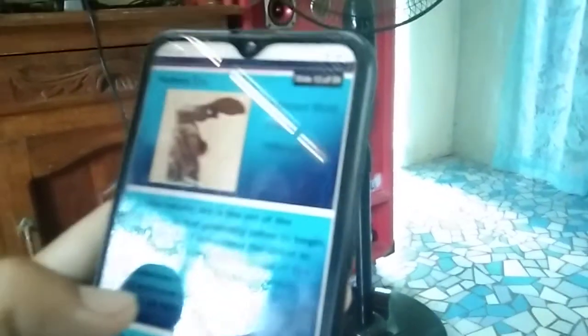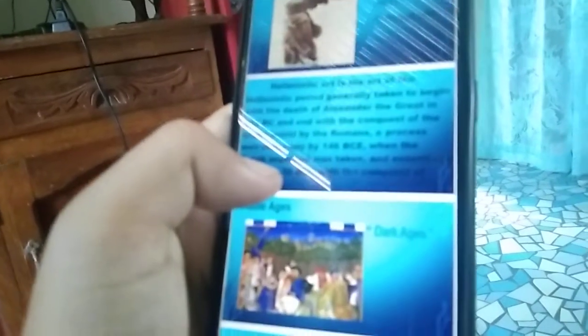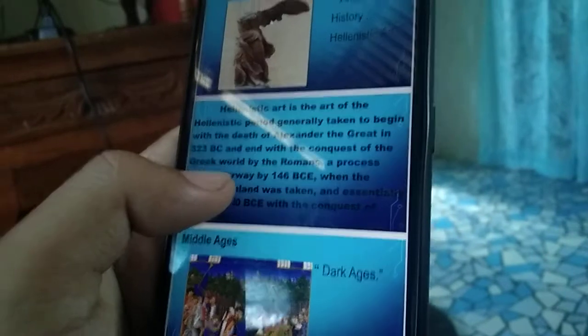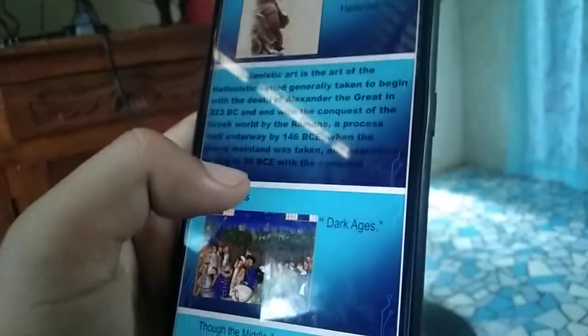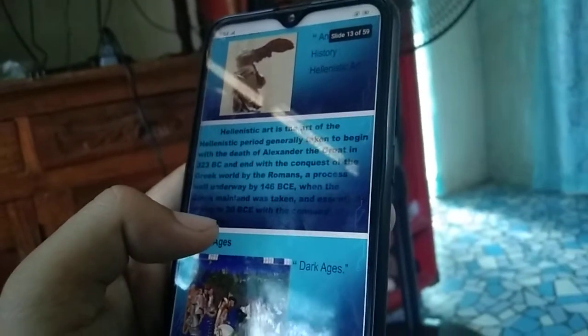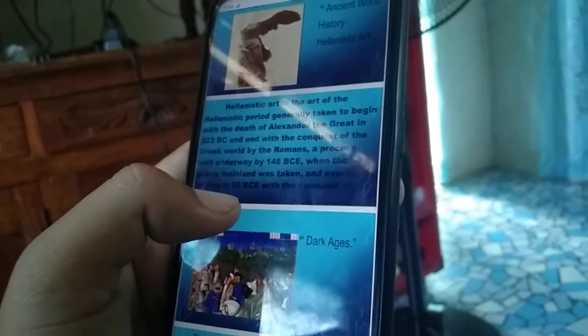Hellenic era. Hellenistic art is the art of the Hellenistic period, generally taken to begin with the death of Alexander the Great in 323 BC, with the conquest of the Greek world by the Romans well underway by 146 BCE when the Greek mainland was taken, and essentially ending in 30 BC with the conquest of Ptolemaic Egypt.